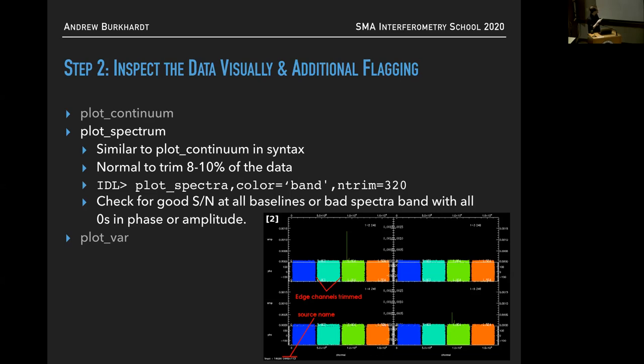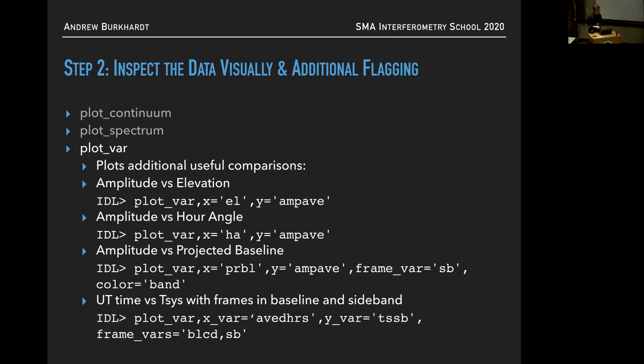As you're doing this, you want to check for a good signal to noise at all your different baselines, or if you have a bad spectral band, any of these weird ones where it's 0 in phase and amplitude all over. You can see there are these little spikes here, which we'll look at in a bit. And then you have plot var, which allows you to plot a bunch of different things against one another.